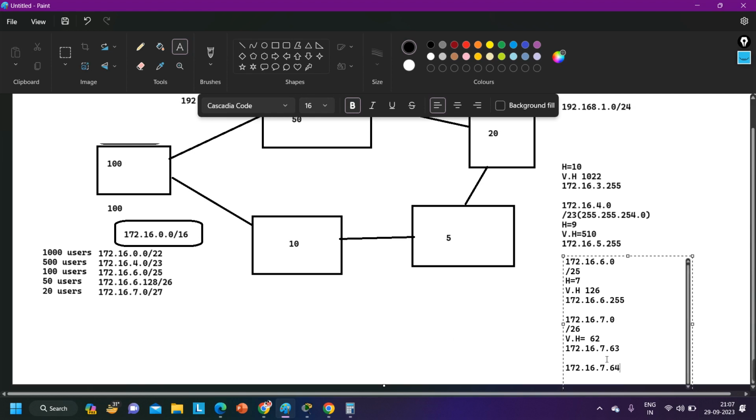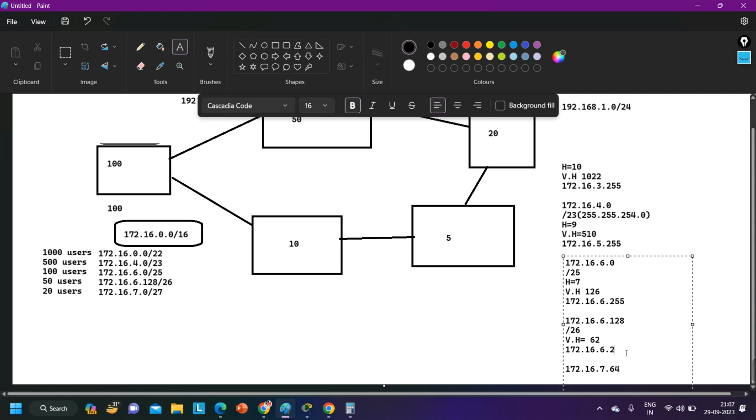After 6.0, the next network will be 6.128, right? Not 7.0, sir. Then this network will be 6.192, the last network. Wait, I guess I'm wrong, but the third one is there, no? It's already 6.255. Then 7.0. The last IP address of this network is 6.191, right? Block size is what?